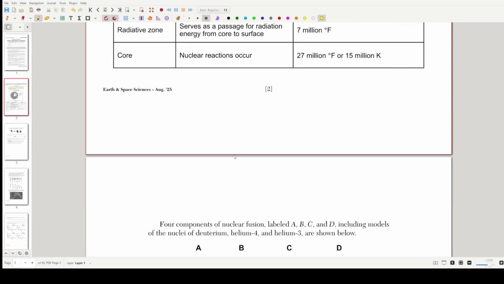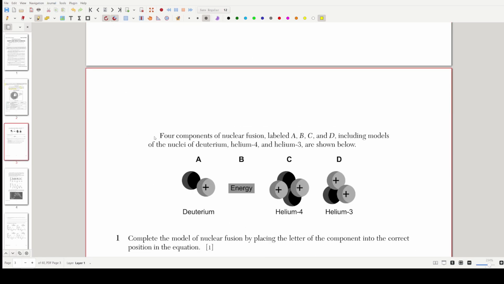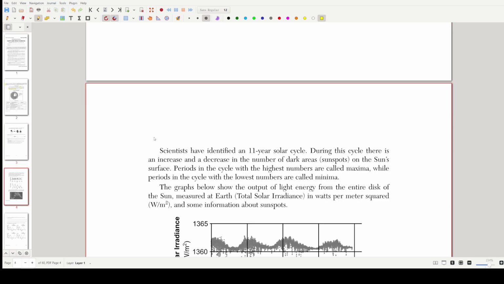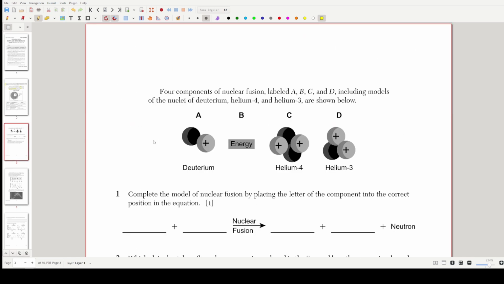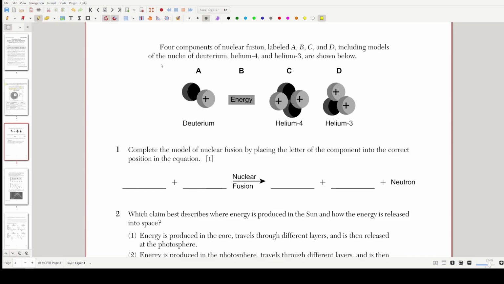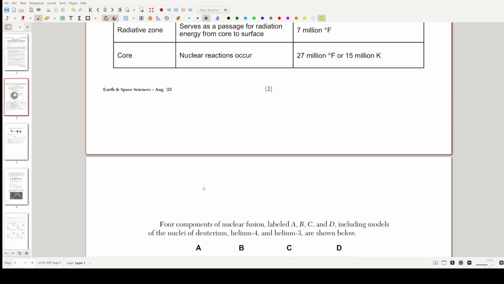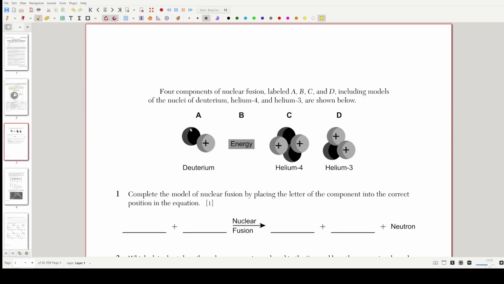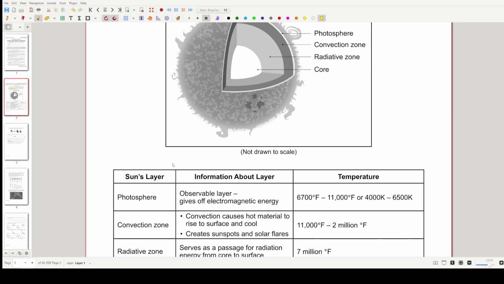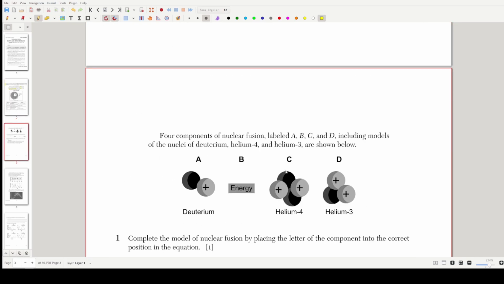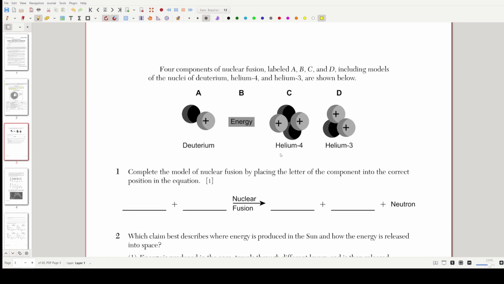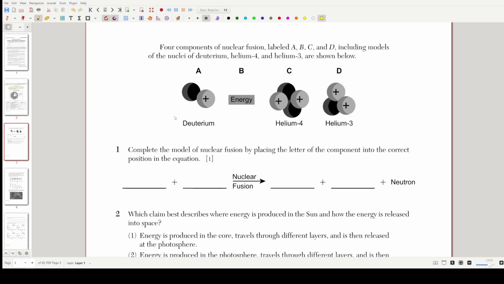Now, remember, I'm going into this blind. Here's what I'm going to do. I'm going to just skim through all the questions here. There's actually only two for this, it seems, and see what they want me to find. This one says complete the model of fusion by placing the letter of the component into the correct position. And this one says which claim best describes where energy is produced in the sun and how energy is released into space. Okay, so it seems like I might need this, but we'll see how it goes. Sometimes it's good to read the questions and then go back up. So you can experiment with what works for you.